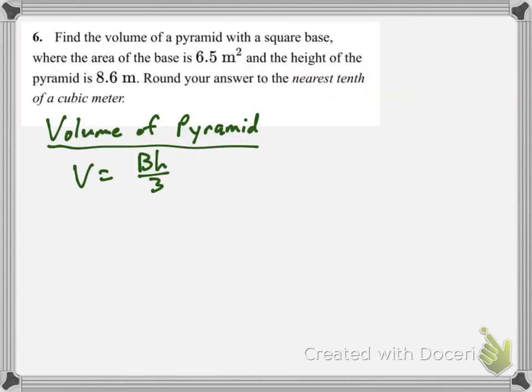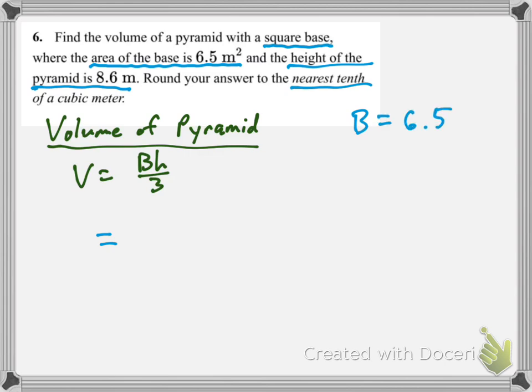All right, pyramid. Volume of a pyramid with a square base. It says the area of the base is 6.5, the height is 8.6. Round your answer to the nearest tenth. So area of the base is 6.5, so capital B is 6.5, and then H is 8.6.